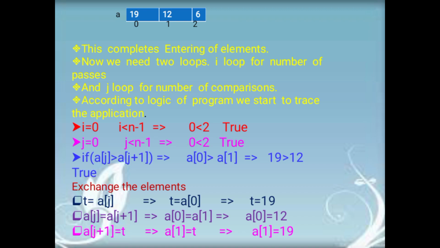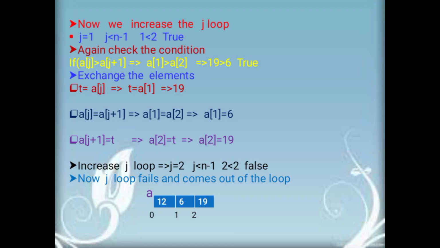Now, exchange the elements. For exchanging the elements, we are taking the temporary variable t. In t, we are storing the 19 element. Now the first element position is empty. So in A of 0th position, we are storing the 12 element. And now the first position is empty. So in the place of A of 1 position, we are storing the 19 element. This completes the exchanging of elements.